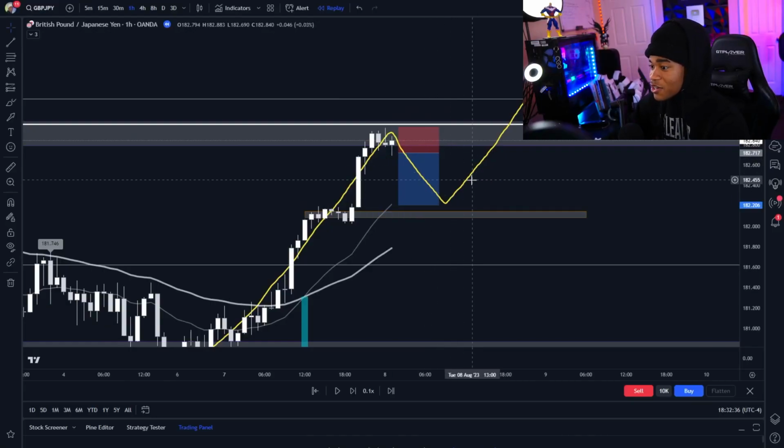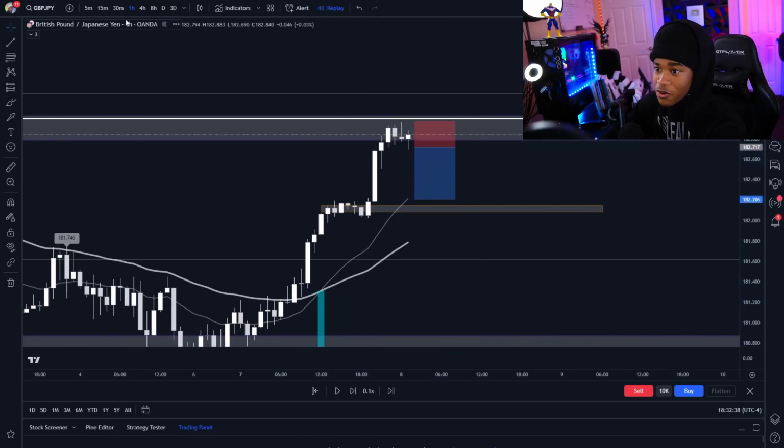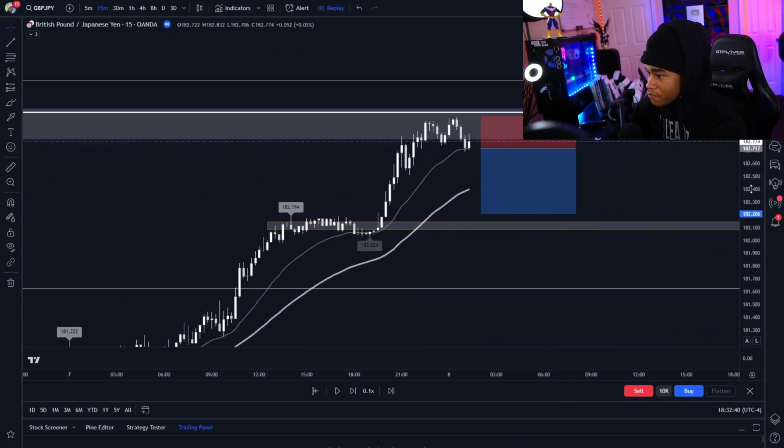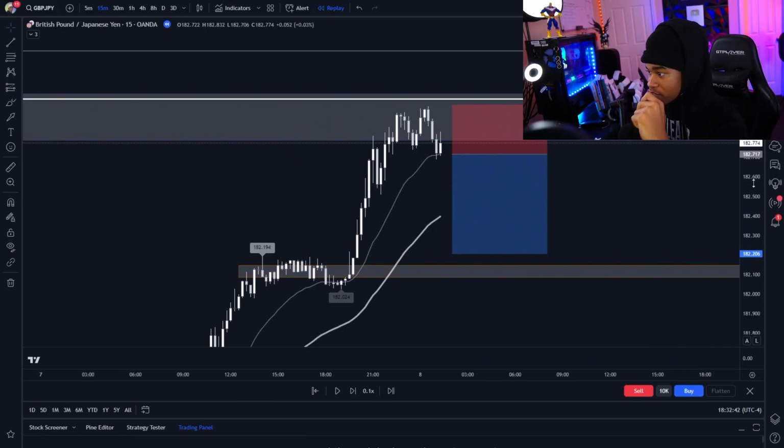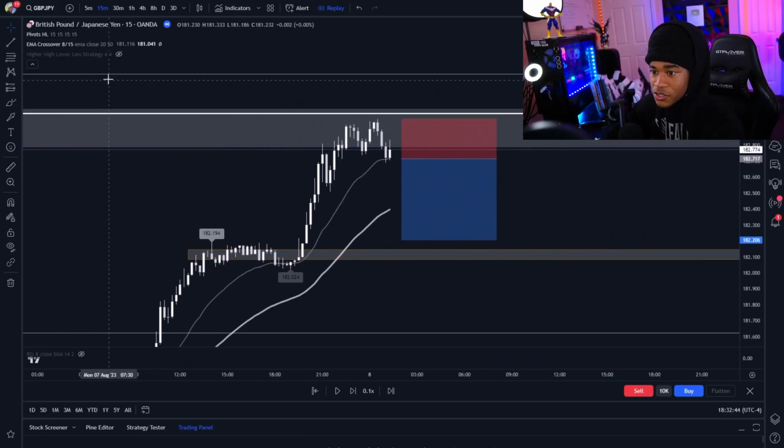All right. So I'm going to delete this little drawing real quick. Let's go to the 15-minute. The 15-minute is normally where I like to enter my trades.